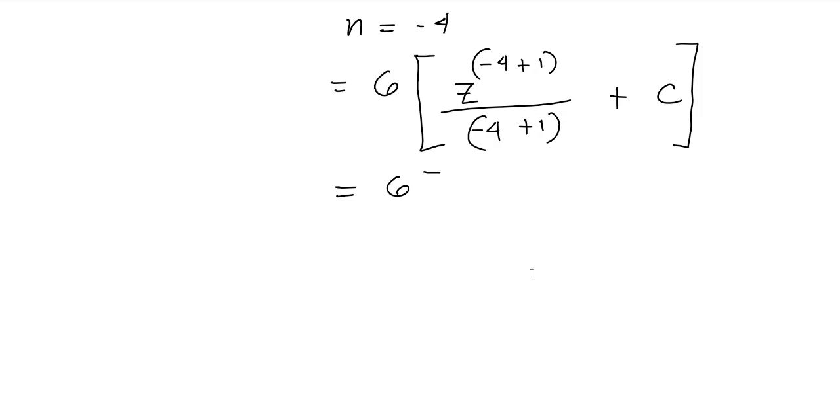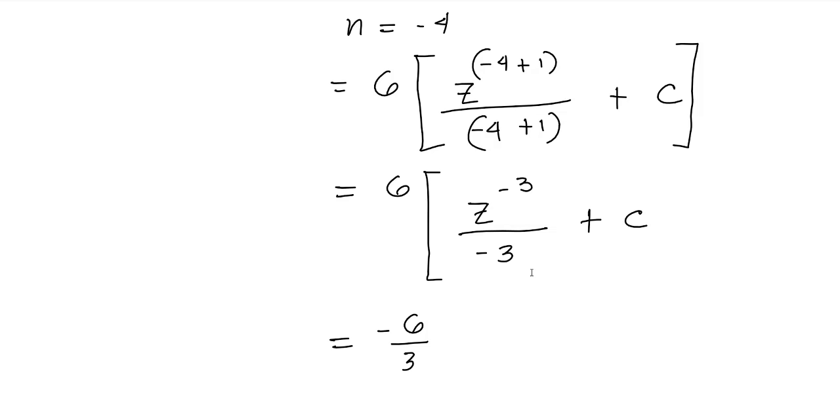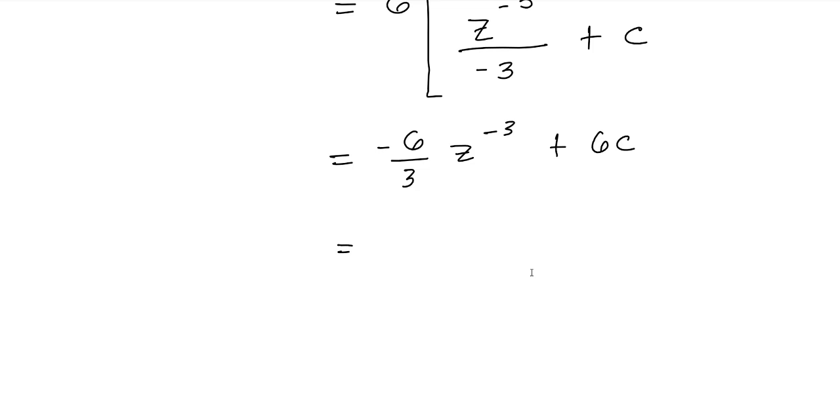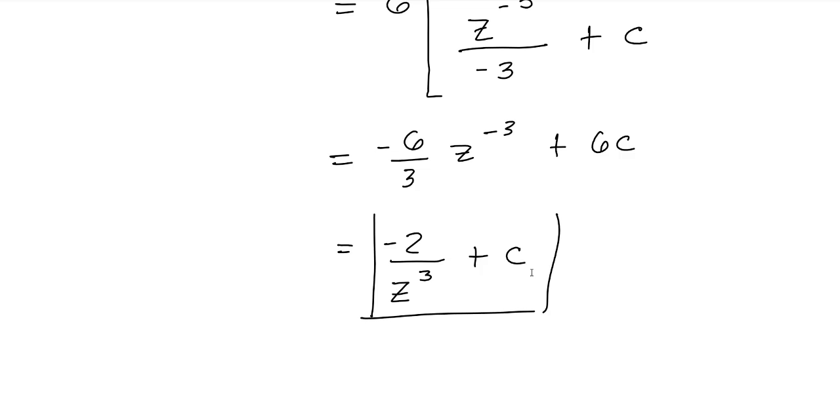Let us continue this one. This is z raised to negative 3 over negative 3 plus c. Simplifying, you will have 6 over 3, remember the negative, z raised to negative 3 plus 6c. Similar to the previous example, this can be written as negative 2. Negative 6 divided by 3 is negative 2. And we can put it in the denominator, and then change the sign of the exponent to positive, retaining the value of your exponent. This is still plus c. You have your answer using the general power formula.